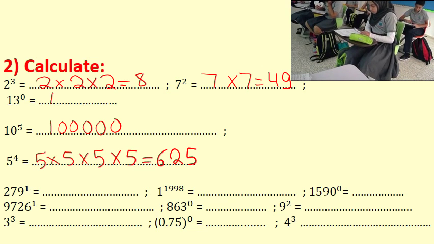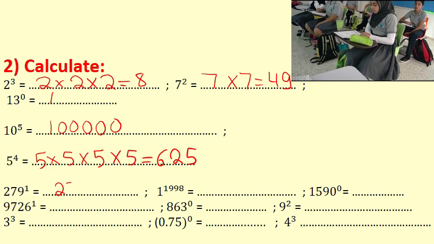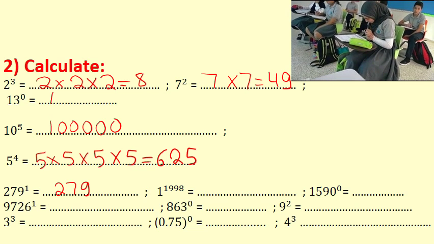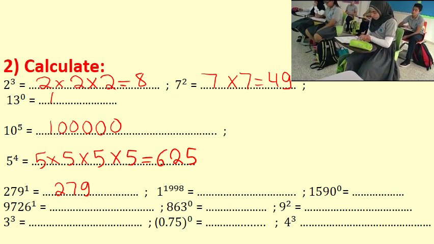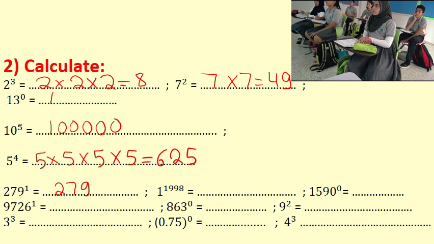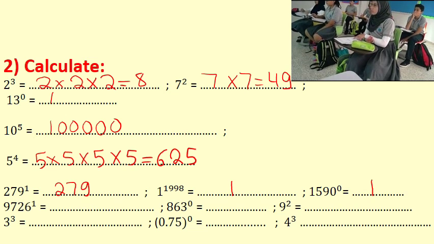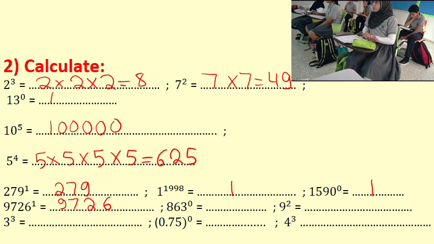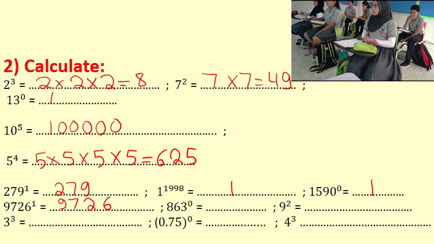Yes, Muhammad, 179 to the power 1 equals 179. Why? Because any number to the power 1 gives me the same number. Now, 1 to the power 1998. Yes, Ala, it gives us 1. 1590, Ali, to the power 0 gives us 1. 9726 to the power 1, Dana, gives us 9726. Yes. Serena, 863 to the power 0 gives us 1.